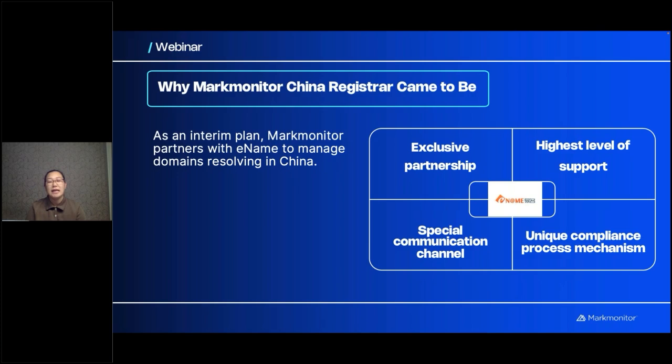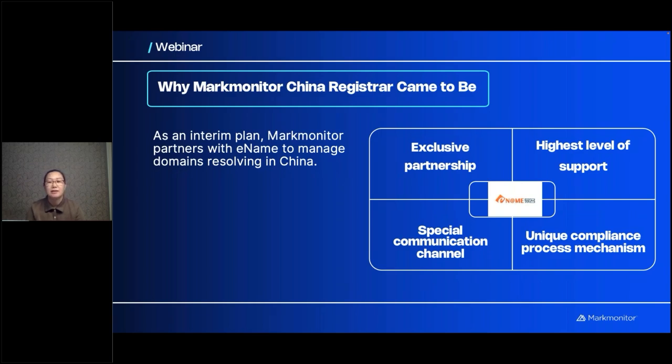And so eName really valued the partnership with Markmonitor. They gave us the highest level of support. They designed their international team to work with us. They also gave us a special communication channel to escalate emergencies or critical questions. We also very much appreciate eName's partnership.